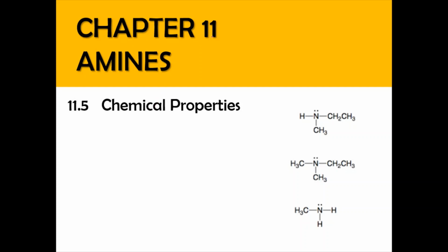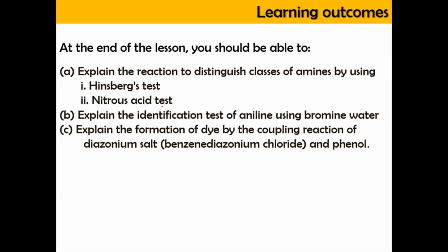So today we're going to do chapter 11, which is amine, and we're going to focus on the subtopic of 11.5, which is the chemical properties of amine. In this video, we're going to look into the reaction in order to distinguish different classes of amine by using the Hinsberg test as well as the nitrous acid test. Also, we're going to look into the identification test of aniline using bromine water.